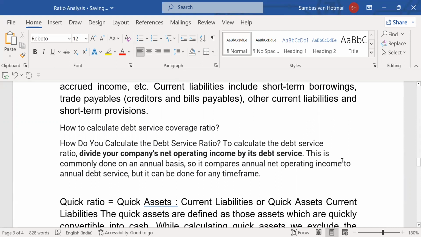How do you calculate the debt service coverage ratio? To calculate the debt service coverage ratio, divide your company's net operating income by its debt service. This is commonly done on an annual basis, so it compares the annual net operating income to annual debt service, but it can be done for any time frame.